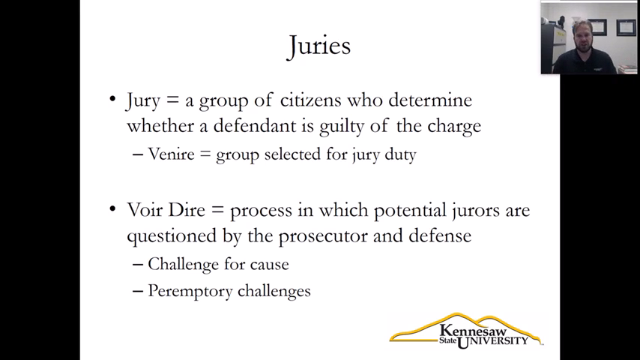Usually a jury will be drawn from what's known as a venire, which is a group selected for jury duty, and then there will be a process known as voir dire, in which potential jurors are interviewed and asked questions by the prosecutors and the defense, and then there are challenges. So you have challenges for cause, and then you have peremptory challenges. Challenges for cause would be if you asked someone if they were a member of the KKK and your defendant was African American. Obviously that's a challenge for cause, and you could have them removed from the jury.